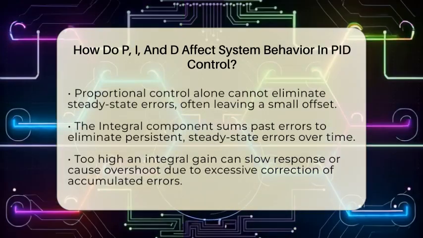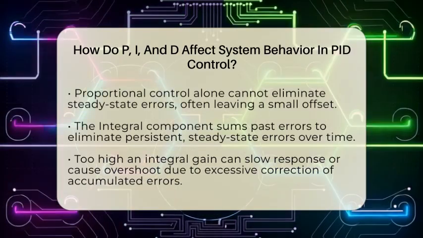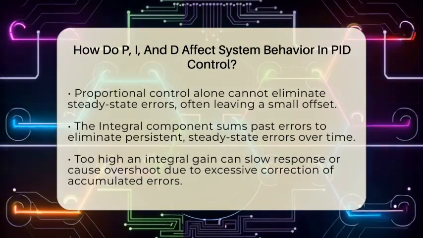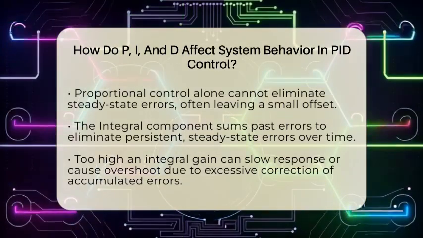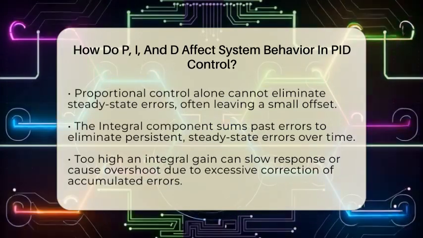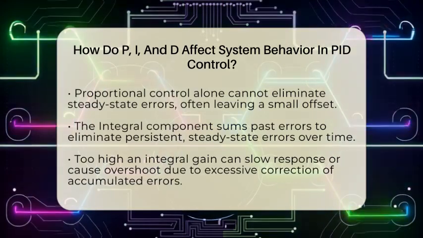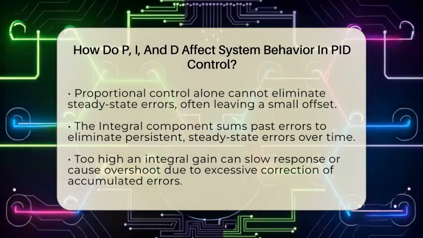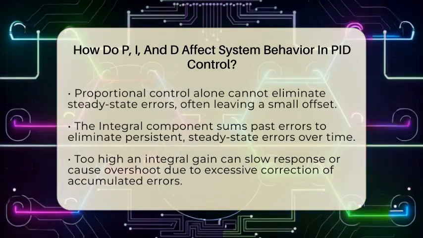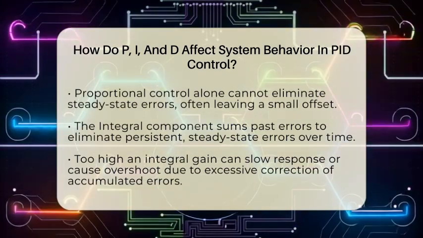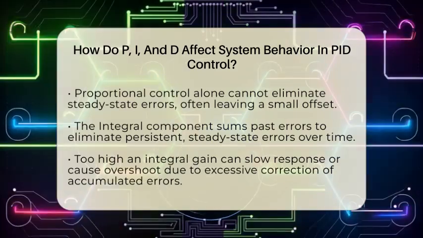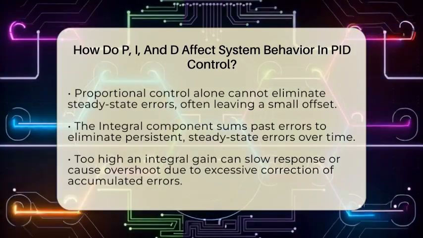Next, the integral part looks at the sum of all past errors over time. It adds up the small mistakes that might have been ignored by the proportional part. This helps eliminate any steady-state error, making sure the system eventually reaches the exact set point. However, if the integral gain is too high, it can cause the system to respond slowly or even overshoot because it keeps pushing to correct accumulated errors. It's especially helpful when external disturbances or inaccuracies in the model cause persistent errors.